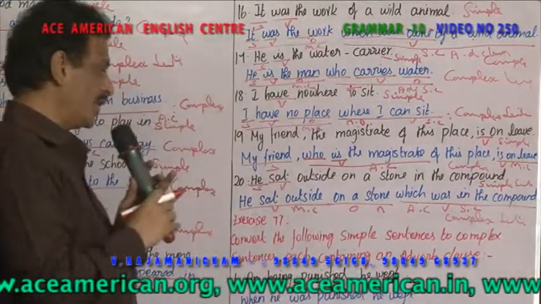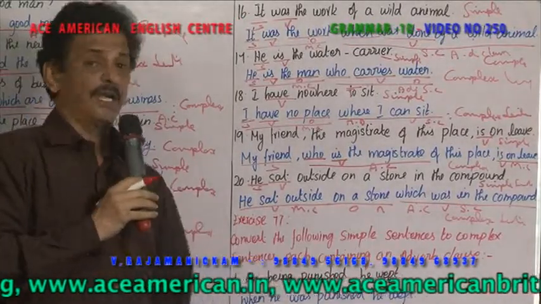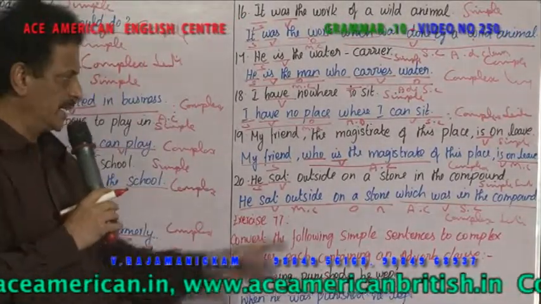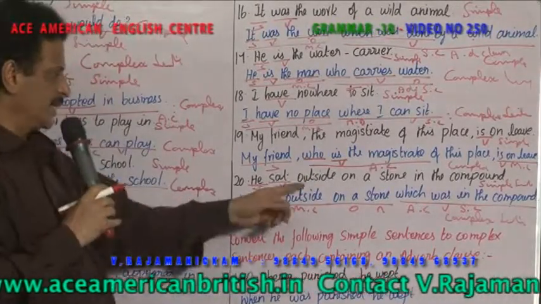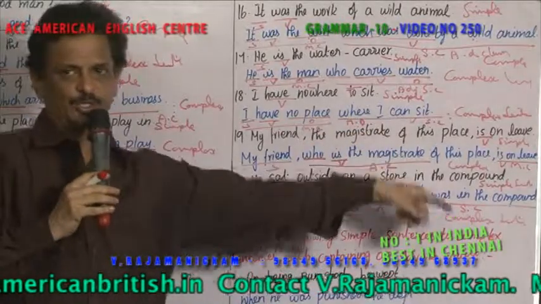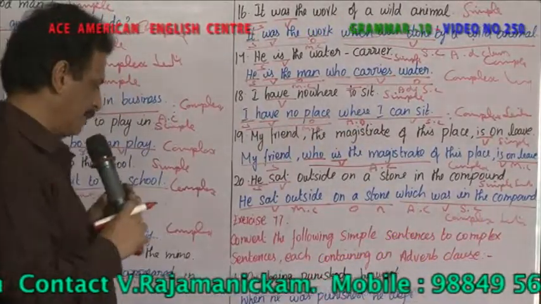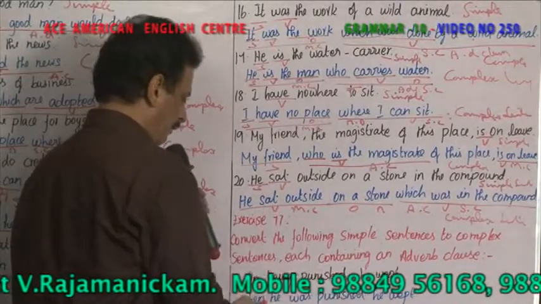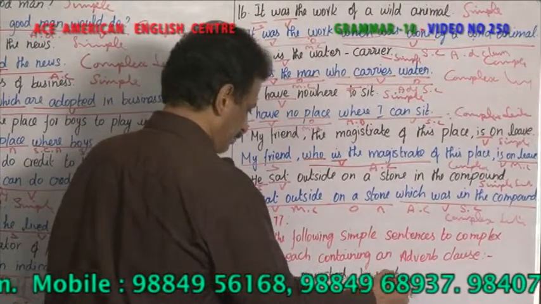Next, convert the following simple sentences to complex sentences, each containing an adverb clause. Adverb means what? Here you have to ask a question to the verb. Here you are asking to the noun, so you are getting an adjective. Here you are asking a question to the verb. For example, on being punished, he wept. He is the subject, wept is the verb.